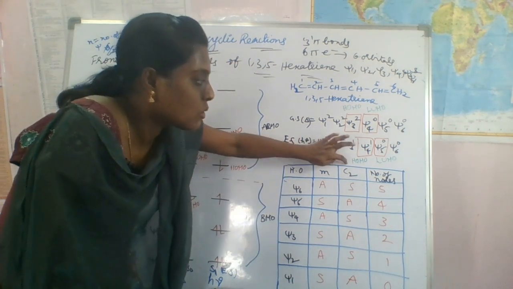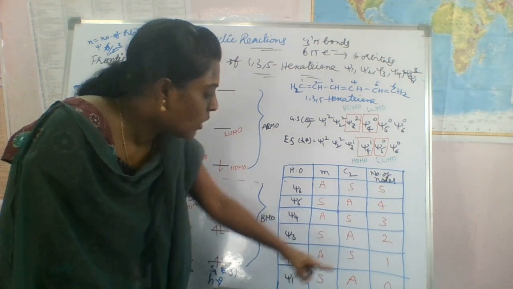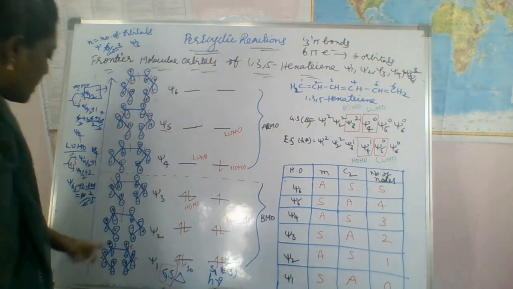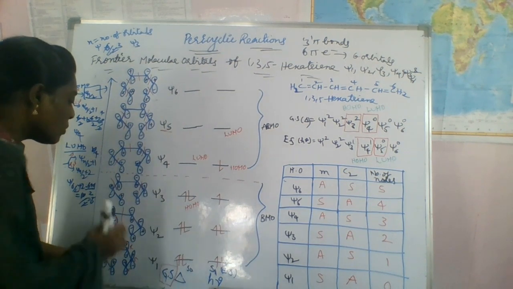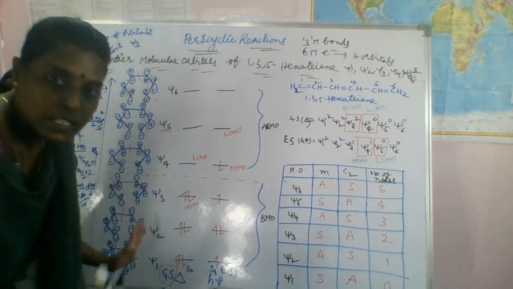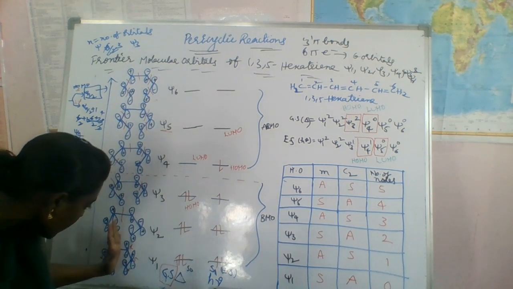The table lists the mirror plane, C2 symmetry and number of nodes, right? So for psi 1, this is symmetrical. If you cut this, you will get two equivalent halves, meaning there is a plane in this, right?